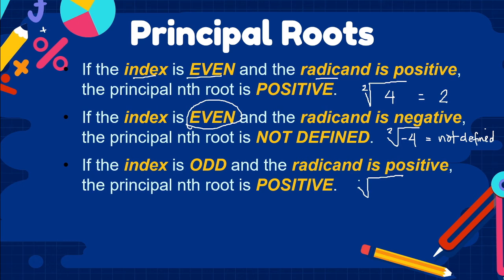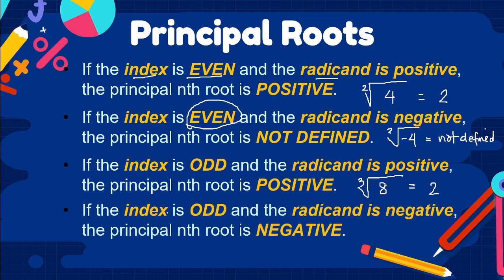So, for example, cube root. Our index is odd and our radicand, for example, is 8. So the principal nth root will be positive, which is 2. Next, if the index is odd and the radicand is negative, the principal nth root is negative.